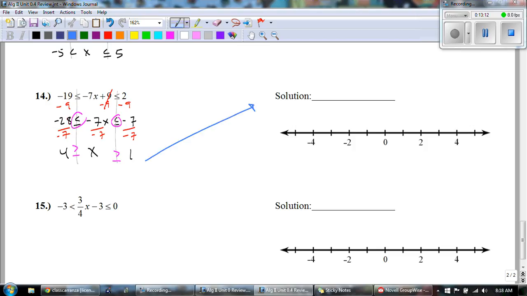Now when I get to my solution over here, I need to rewrite it, okay? So I'm going to put it in order. Between the 1 and the x, the inequality is pointing at the 1, and between the x and the 4, the inequality is pointing at the x, okay? So I have 1 less than or equal to x, which is less than or equal to 4. So at 1, I am closed. At 4, I am closed. And then I just shade in the middle.